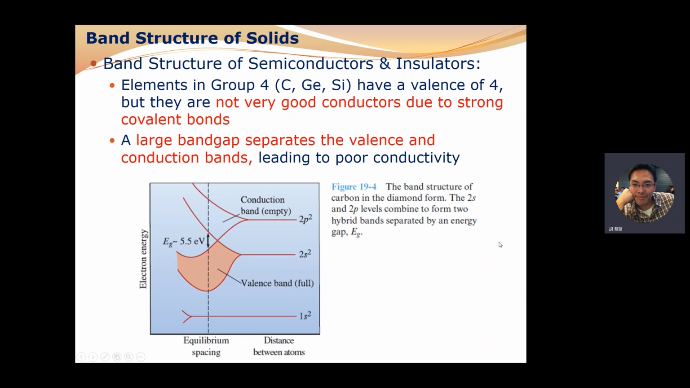So you can see this is the valence band, and this is the conduction band. The conduction band is empty of electrons, and the valence band is filled with electrons, and there's a band gap between these two bands.